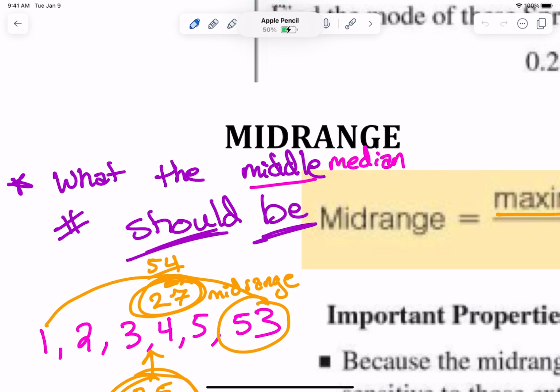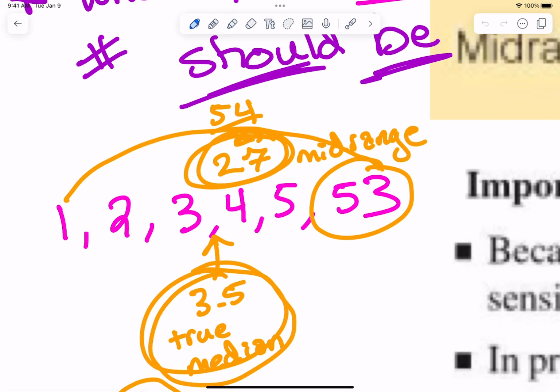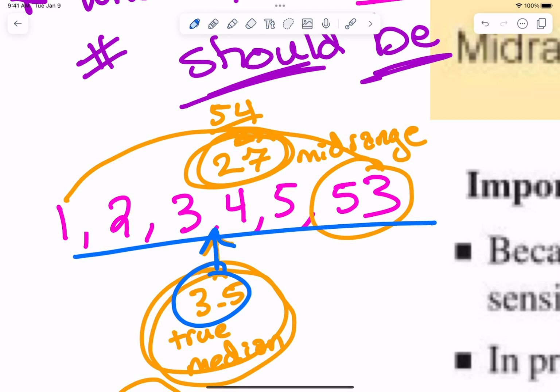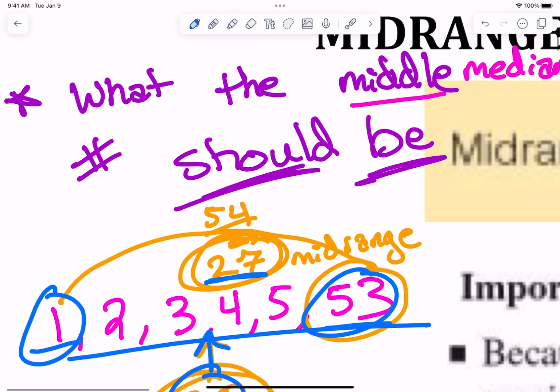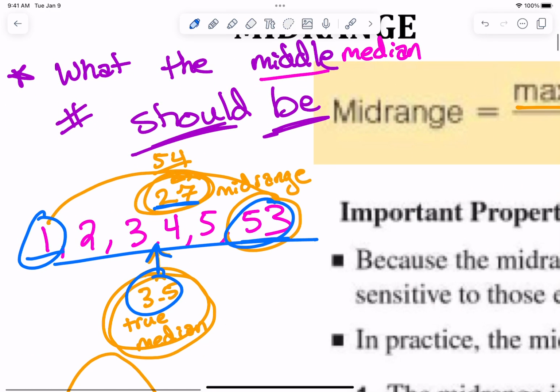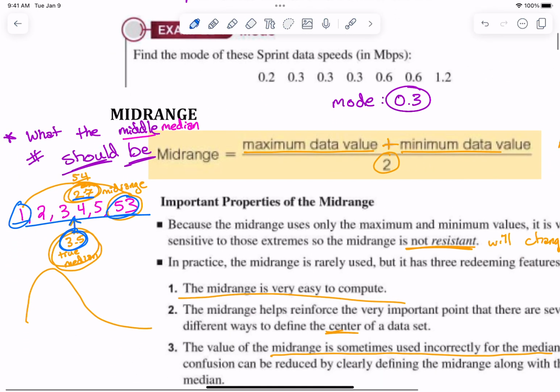Okay, so what the middle number should be. If I have a data set that is 1, 2, 3, 4, 5, and 53, my middle number is 3.5. That is the median, right? It's exactly in the middle. There's 6 numbers, so I have to average the 3 and the 4. But if I go and do what the middle number should be, because I have that 53 all the way outside of there, we add these two together. It's like finding the average. 1 plus 53 is 54, and divided by 2, the middle number should be 27. That's what the mid-range is, okay? So my median should be 27, even though it's only 3.5. That's how you do the mid-range, okay? You add them up and divide by 2.